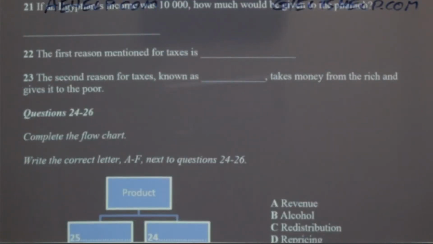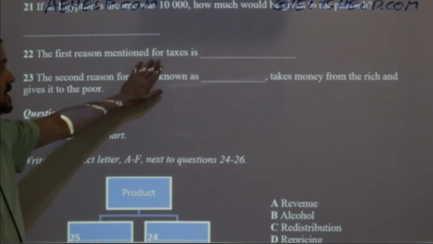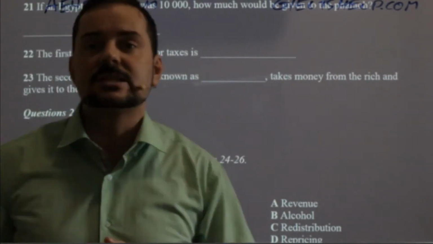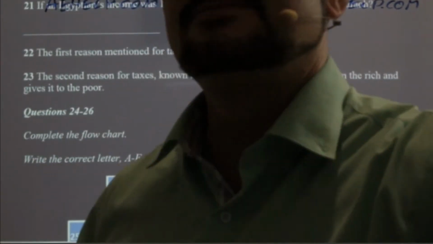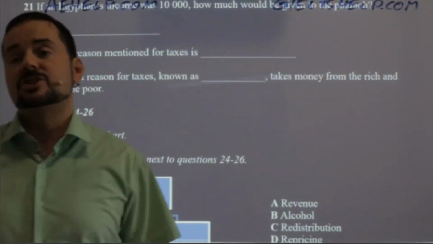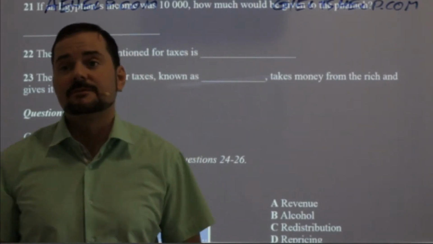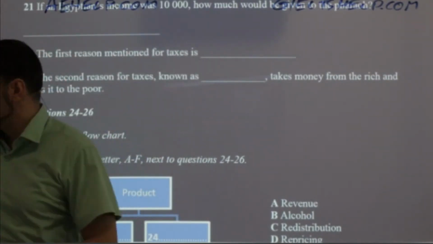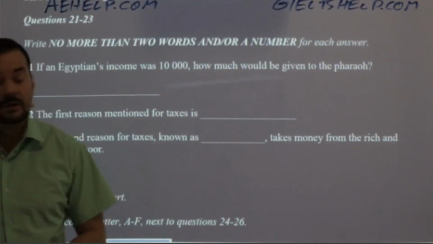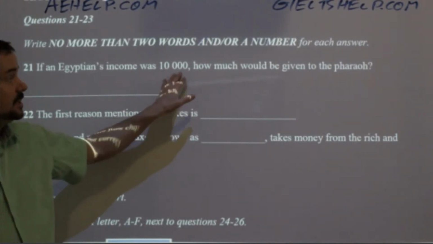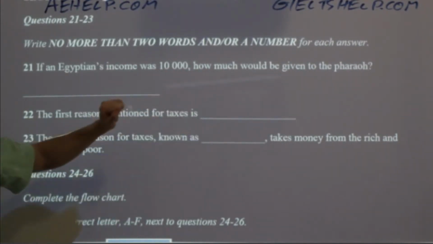Okay, so the first reason mentioned for taxes is what? They say there are basically 3 reasons for tax. What's the first reason for tax? Sandeep Bilgai just explained that it's not 20% for the first one because they give you the number 10,000. So they're looking for the specific number, not how many percent, but how much of 10,000 is given to the pharaoh. Okay, I hope that's clear for everyone.